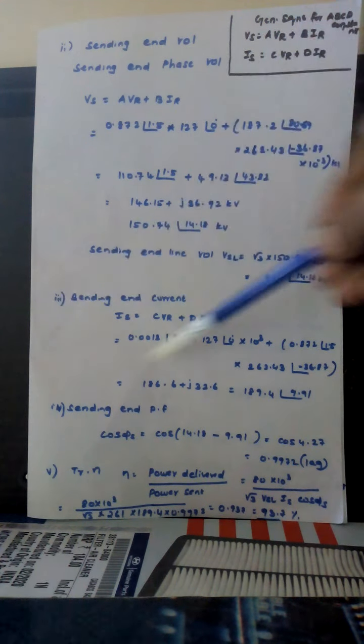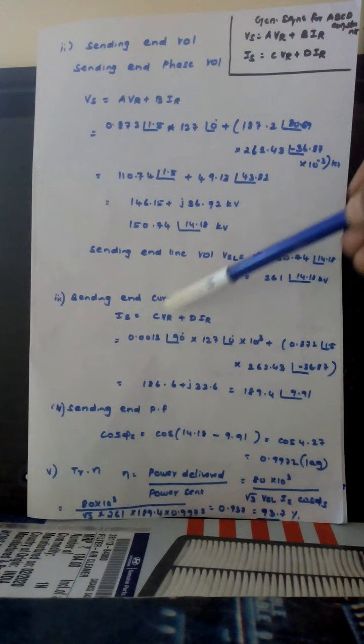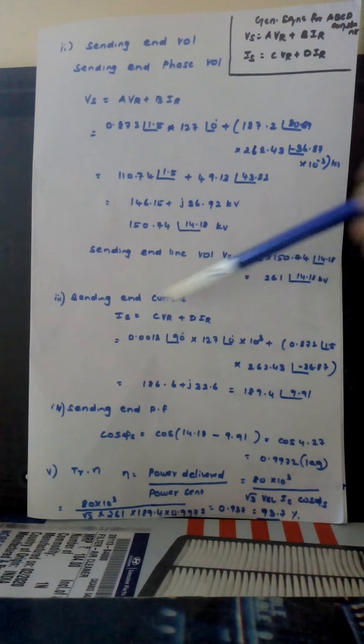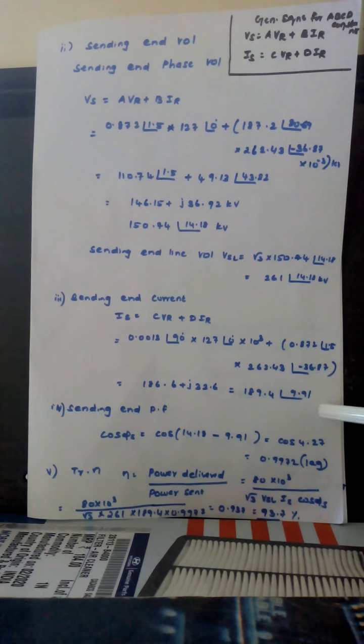Next we have to find the sending end current. We know the formula: Is equal to C into VR plus D into IR. The C value, VR, D value and IR are all known. Substituting here, we get 189.4 at an angle 9.91. So from the generalized equation we found the sending end voltage and sending end current.